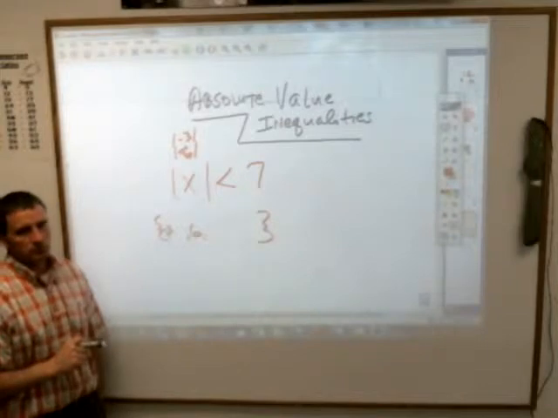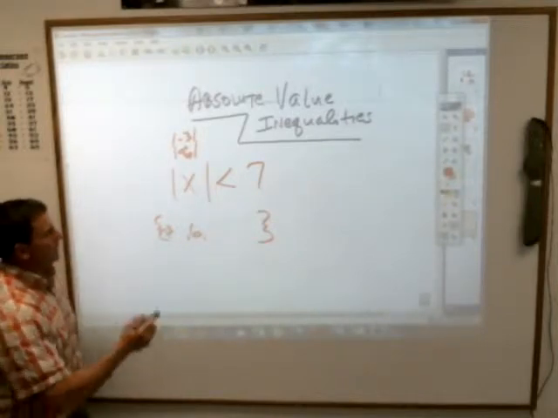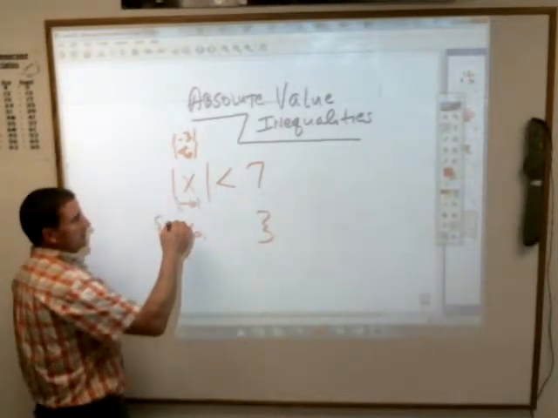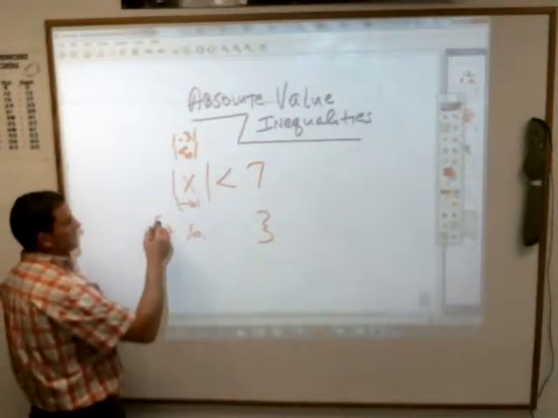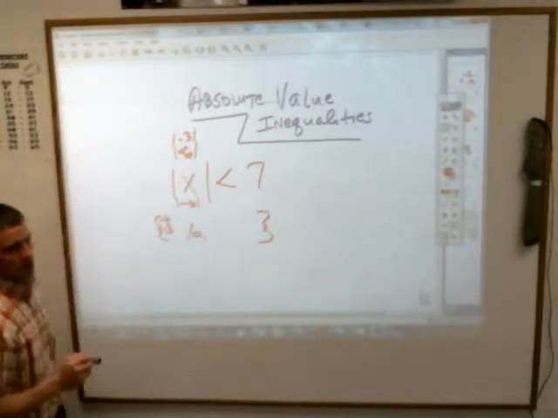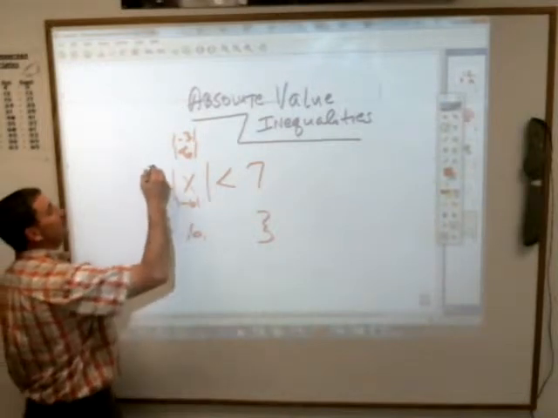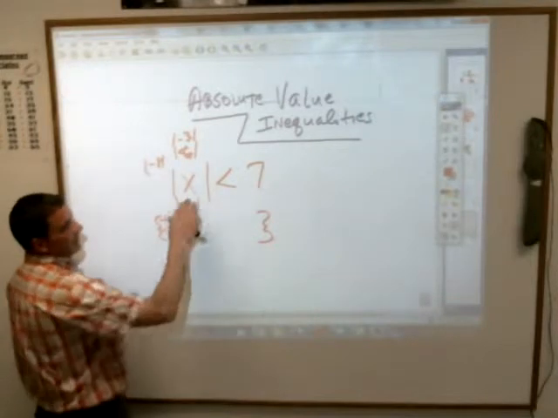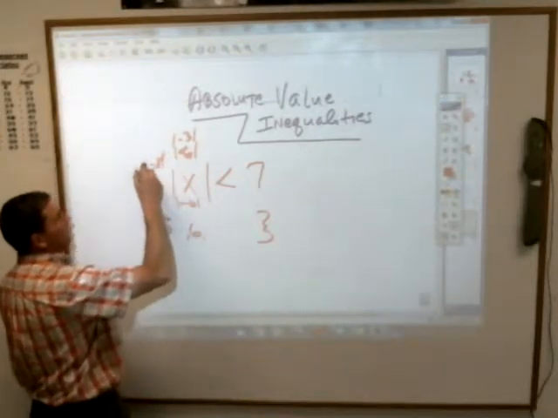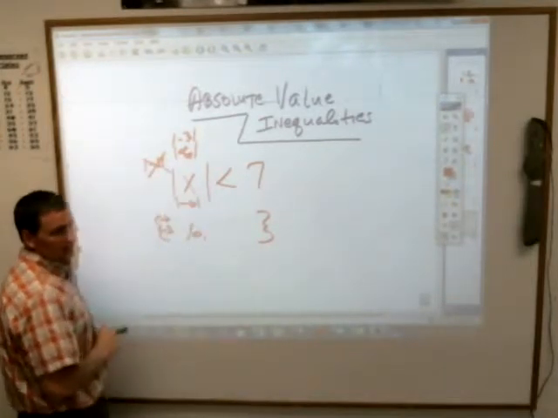So it can't be like negative 8. If I put a negative 6 in there, the absolute value of negative 6 is positive 6, which is still less than 7, so yes, negative 6 would be in there. Negative 8: if I put a negative 8 in there, the absolute value of negative 8 is 8. 8 is not less than 7, so negative 8 is not an answer.